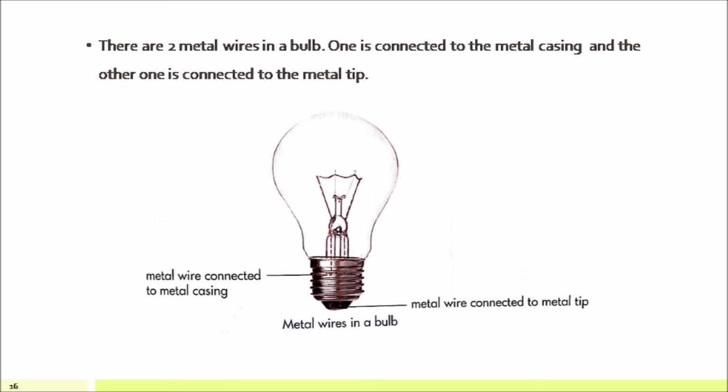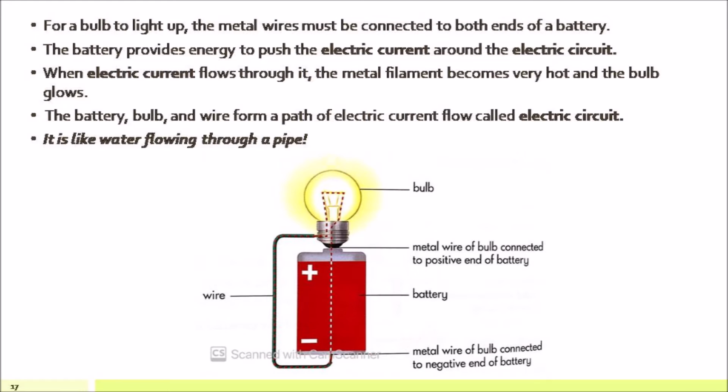There are 2 metal wires in a bulb. One is connected to the metal casing and the other one is connected to the metal tip as shown below. For a light bulb to light up, the metal wires must be connected to both ends of a battery. The battery provides energy to push the electric current around the electric circuit. When electric current flows through it, the metal filament becomes very hot and the bulb glows. The battery, the bulb, and wire form a path of electric current flow called an electric circuit. It's like water flowing through a pipe.